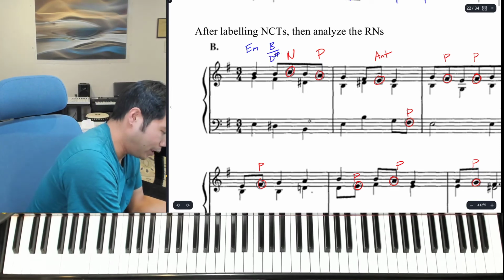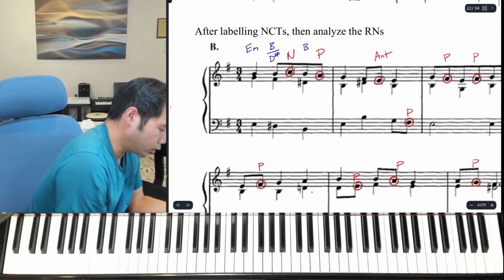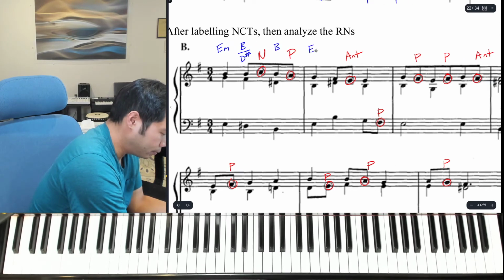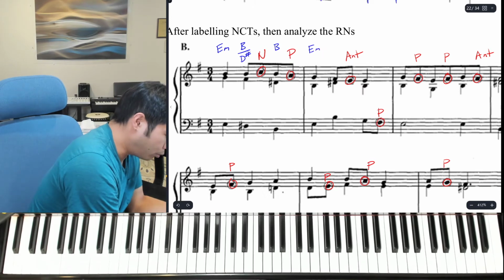Okay, next we have B, D sharp, B. That's a B major chord. Going to E, G, B. That's E minor. Okay, now, of course, if you need to go through the process of doing this whole bit here, by all means, do that.